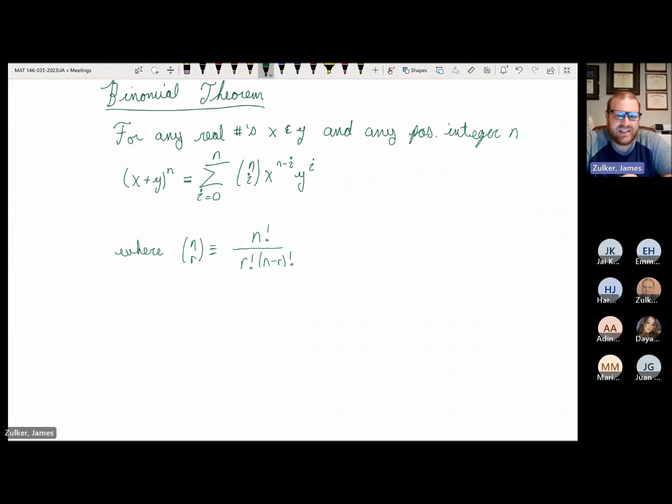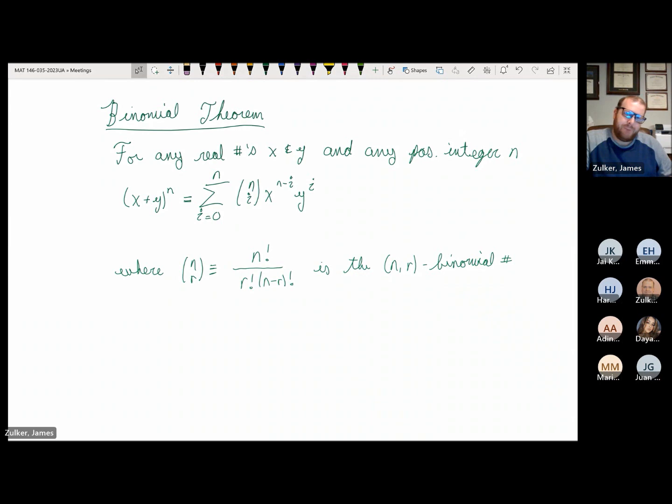Where n choose r is defined as this formula: n factorial over r factorial times the quantity n minus r factorial. This is the n-r binomial number. Now this is rough, especially if you're trying to do this by hand. However, there is a really nice way of finding binomial numbers aside from that formula.